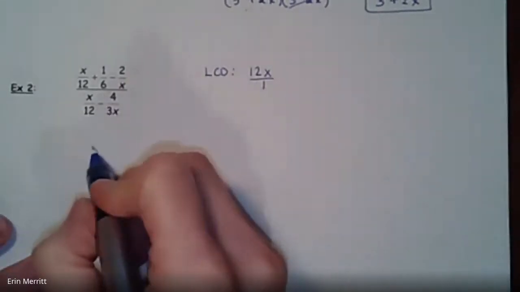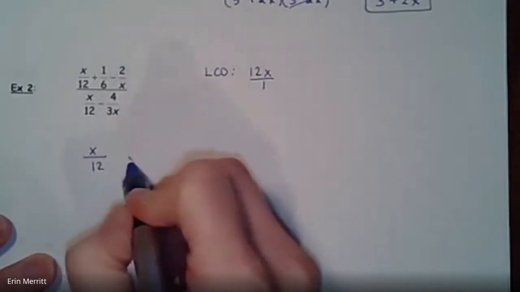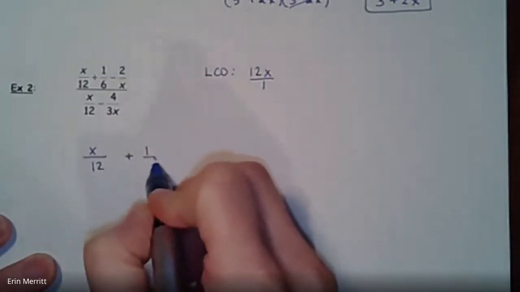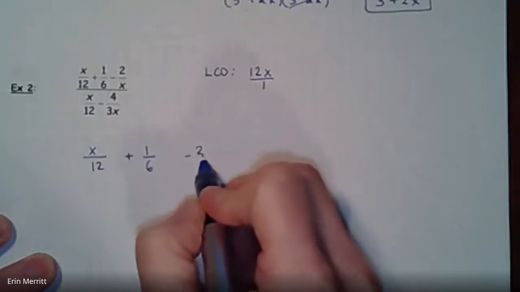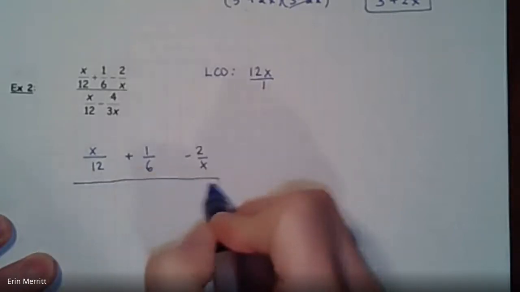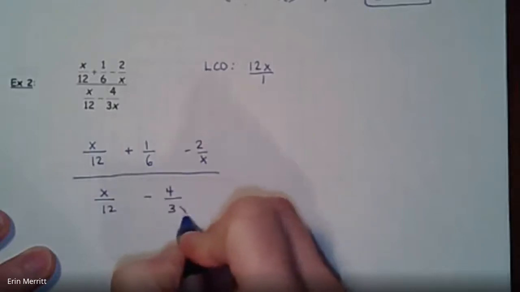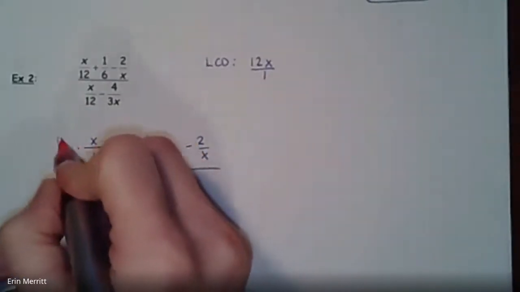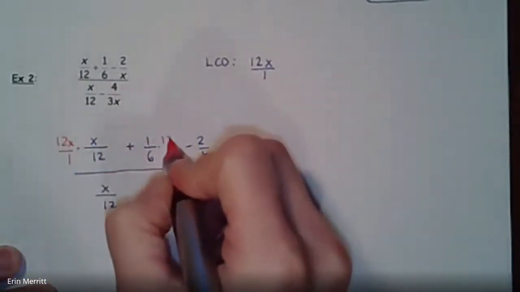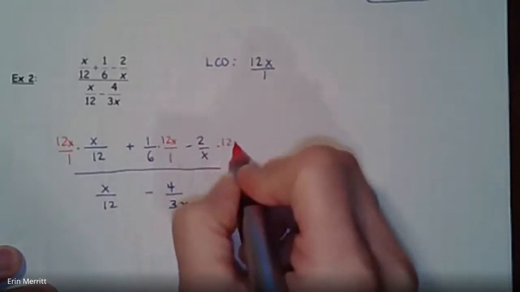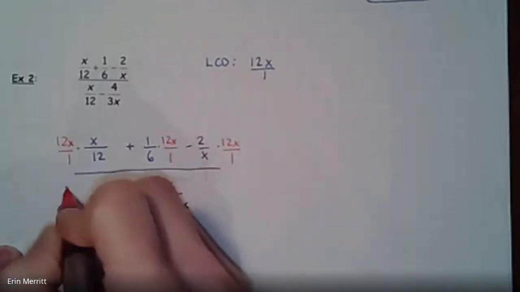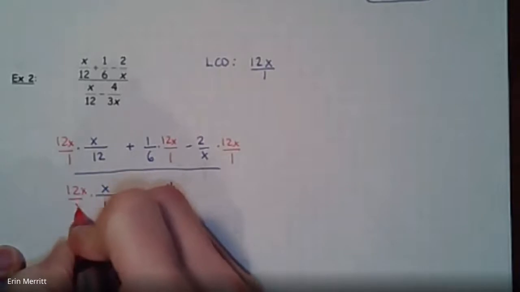I'm going to write them separate just so that you can see my work. If you think you can squeeze it in to that first spot, go right ahead. Otherwise, let me just make sure that I've got everything, and I do. All right, so let's start multiplying. We're going to multiply this first part by 12x over 1, this guy by 12x over 1, this by 12x over 1. Same thing with everything in the bottom.